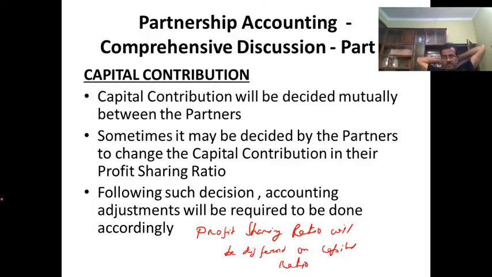You must remember that. The partners at times may think that, well, we have got this profit sharing ratio as something, and our capital is something else. So why don't we make the capital according to our profit sharing ratio? If that decision is taken, then the partners have to contribute, or partners may withdraw a part of the capital to make their capital in accordance with the profit sharing ratio. Following such a decision, accounting adjustments will be required to be done accordingly.